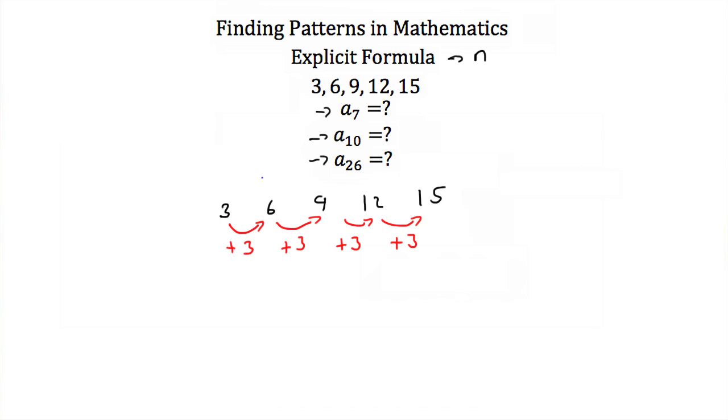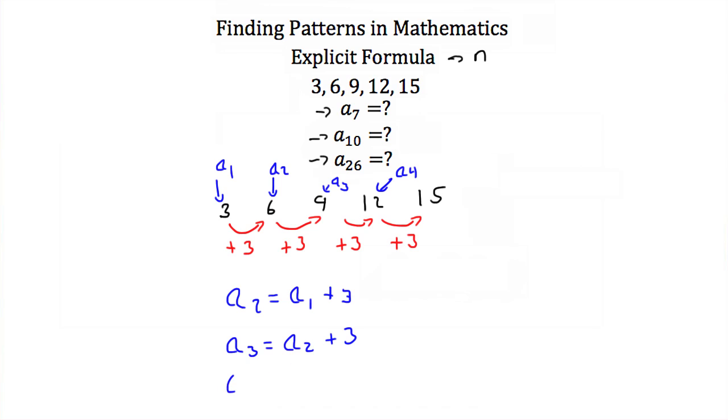In this case, A2 is equal to A1, our first term, plus 3. A3, well, that's equal to our second term, which is A2 plus 3. And so on and so forth. If we wanted to find A4, that's equal to A3 plus 3. But these aren't helping us find an explicit formula because none of these formulas have n in them.